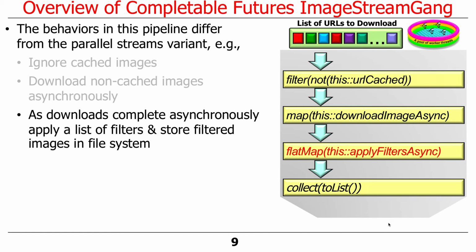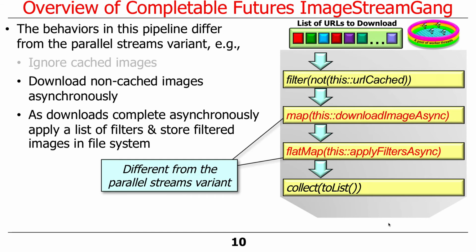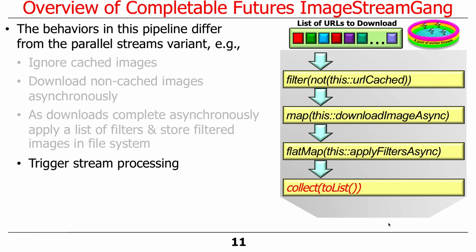And that's different, of course, from the parallel streams version that we looked at before, because those were done synchronously, right? The final thing we do is collect everything up into a list. So we'll end up with a list of completable futures to images that are being downloaded, filtered, and stored. It's a lot of lazy evaluation, a lot of things that are going to start up at some point but haven't quite started yet. And when you hit collect, that's when all the wheels start turning.